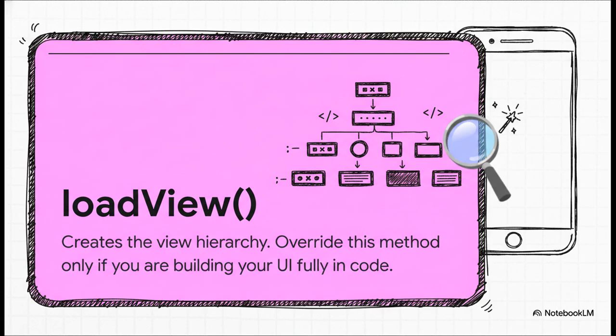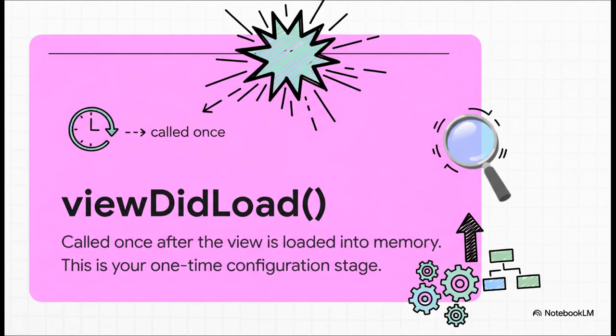Right after that, we have loadView. This is where the actual view itself gets created. Now, for most of us who use storyboards or Interface Builder, this all happens automatically behind the scenes. You'll really only need to get your hands dirty with this one if you're building your entire UI from scratch, right in the code.